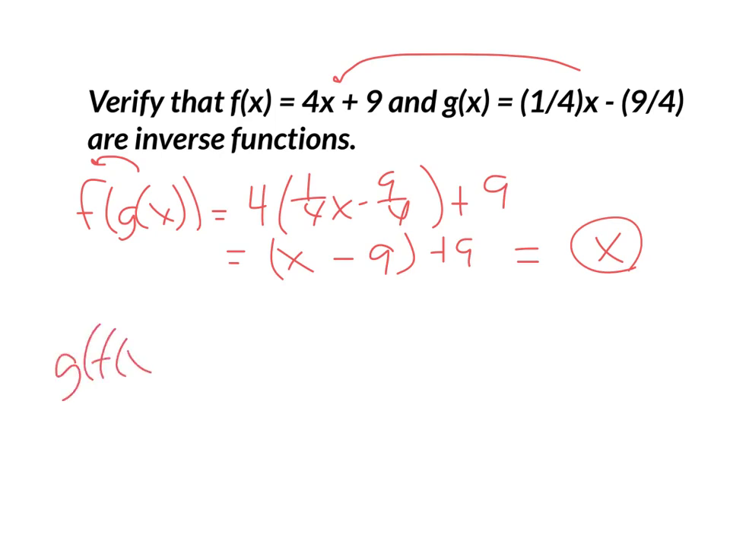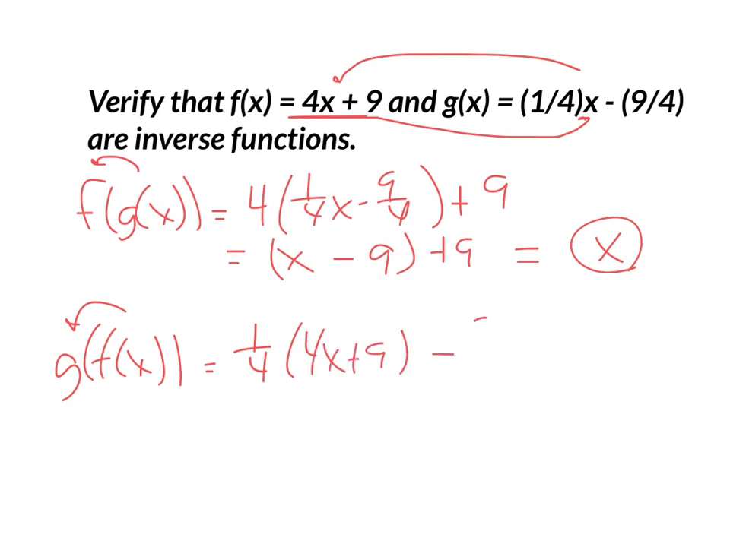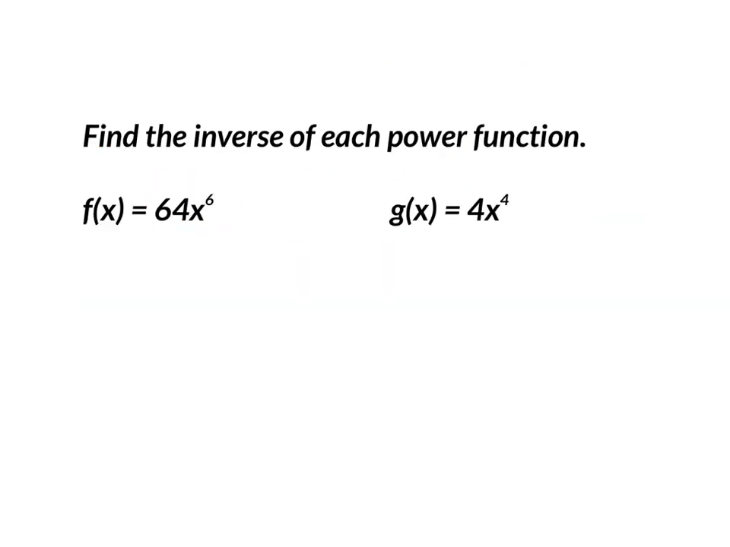G of f of x, do that next, plugging function f into g. So now I'm taking this function and plugging it into that x. So I'm going to have 1/4 of 4x plus 9 minus 9/4. Just work that out. If I distribute the 1/4, I get 1x, the 4's cancel, plus 9/4 minus 9/4, and you won't believe it, I got x. You should always get x both times if they're inverses. If they're not inverses, you won't get x, but this time it says verify that they are, so it does work.